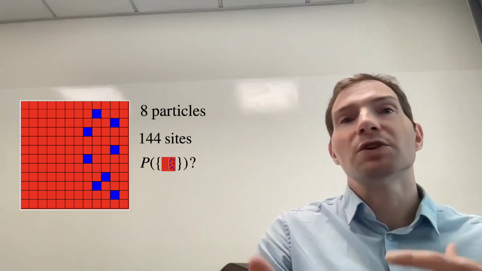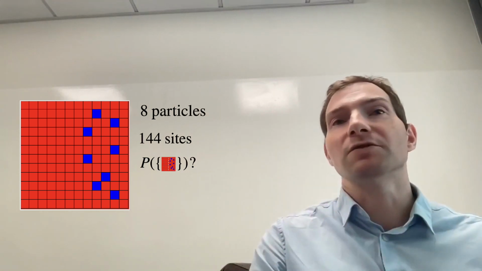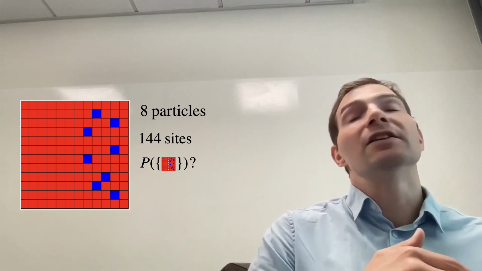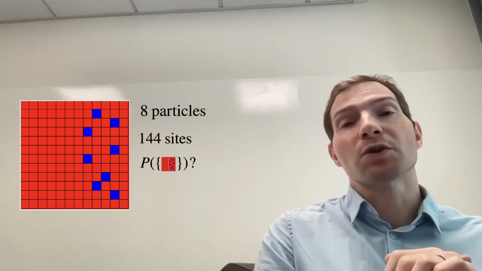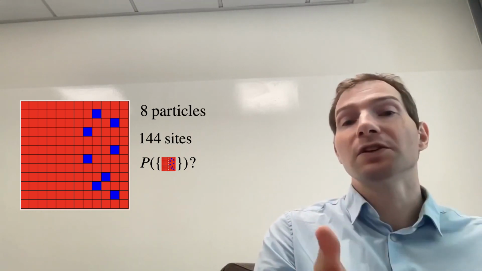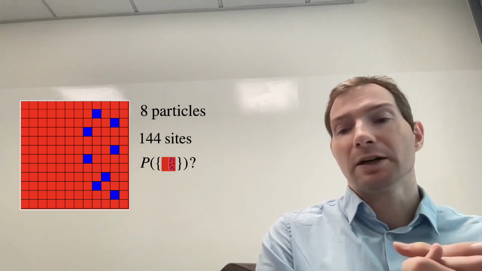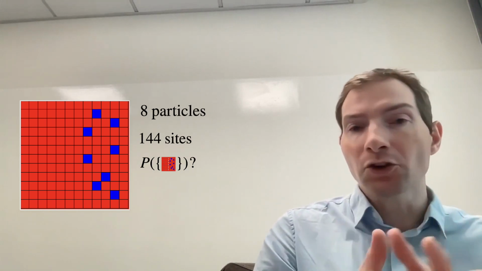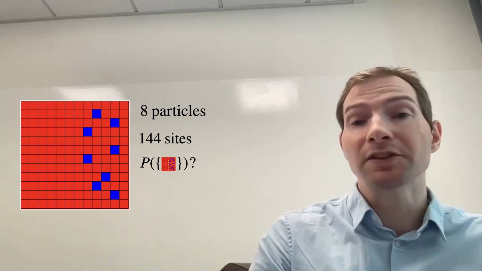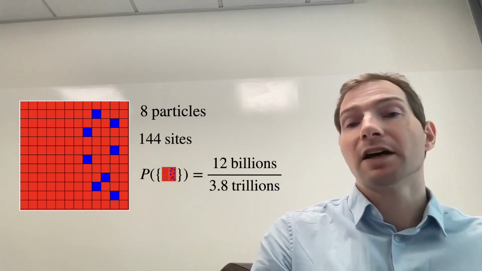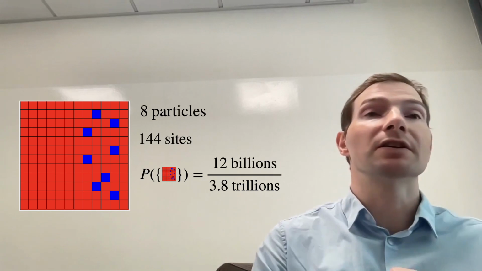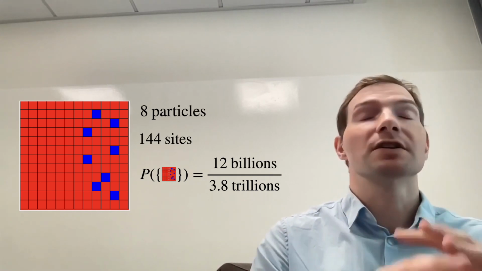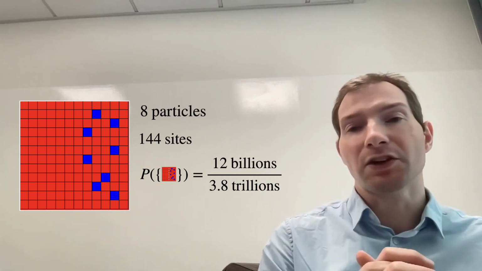It's very similar to asking what is the probability for, let's say, the first 10 throws of a coin out of 15, for example, to be all heads. So that's very similar to that. And so if you actually do that, you find that the probability now is not 1, and it's going to be 12 billion over 3.8 trillion, give or take.